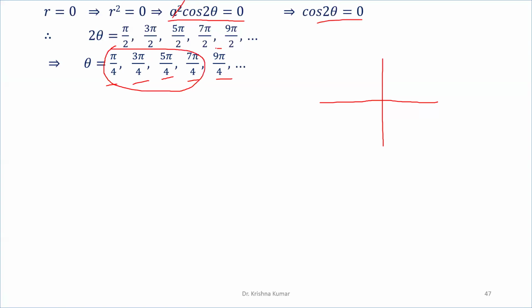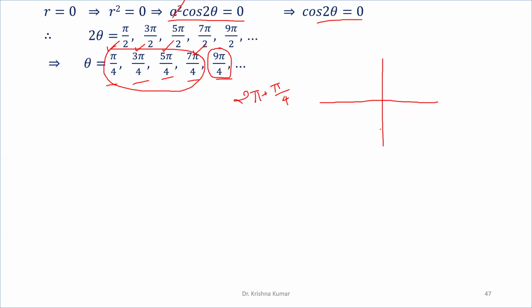But if we take 9 pi by 4, it is nothing but 2 pi plus pi by 4, again repeating the same angle pi by 4. So we only take pi by 4, 3 pi by 4, 5 pi by 4, and 7 pi by 4 as the tangents at the pole.